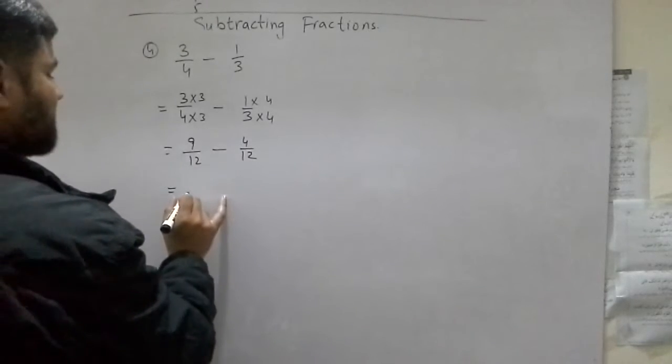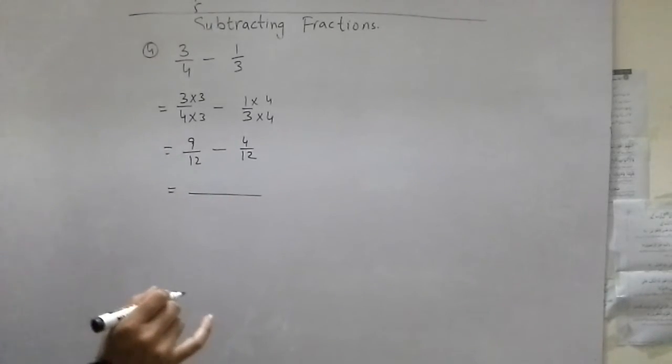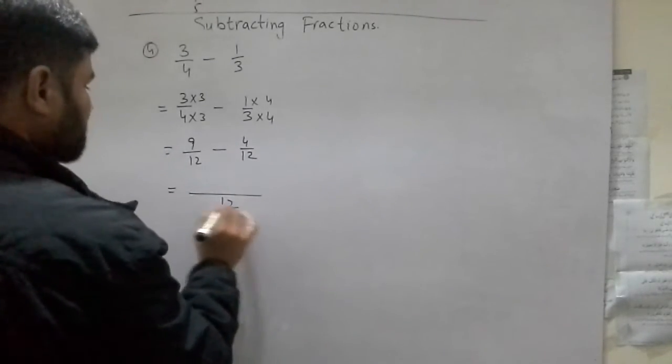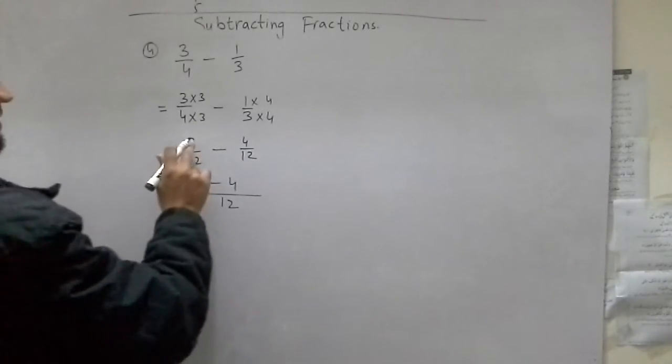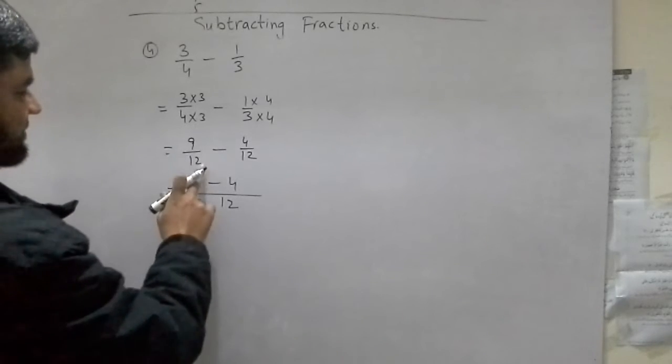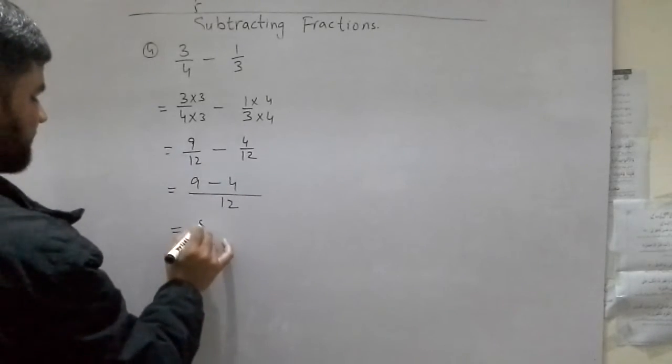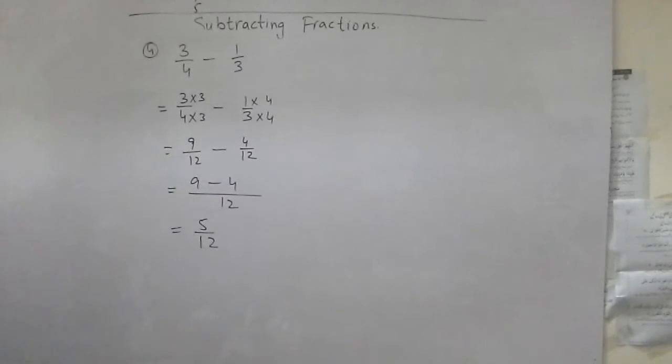So our common denominator, which is LCM, the least common multiple, is 12. So 9 take away 4. We can take away the top numbers when we have the same denominator. So 9 take away 4 is 5 over 12. This is our final answer in simplified form and proper fraction.